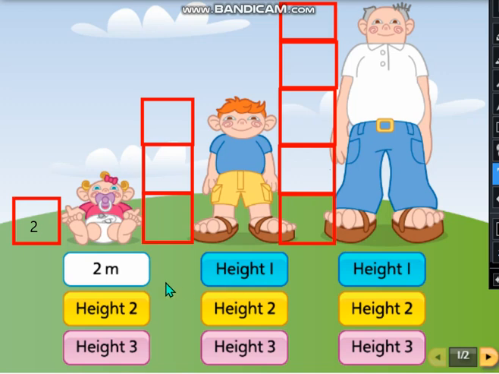Now let's take a look at our family of three giants here. If our baby giant is 2 meters tall, how tall do you think her big brother is if the big brother is 3 times as tall as our baby giant? So what we are going to do is use the scaling method.